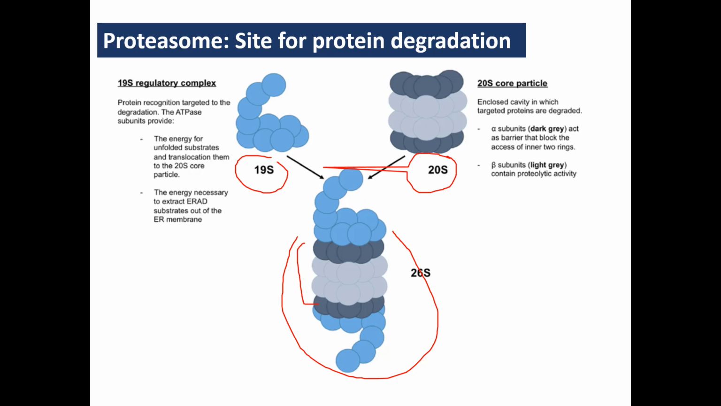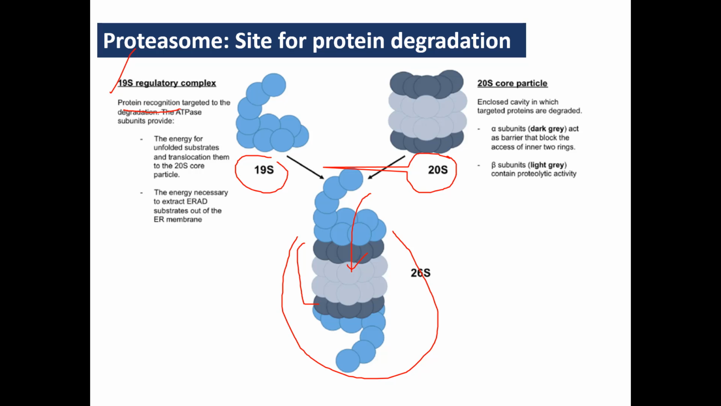The 19S regulatory subunit is used for protein recognition targeted to degradation. So whatever proteins are tagged for degradation are recognized by the 19S subunit, and it has an ATPase domain which helps it to unfold the substrates and translocate them into the 20S particle. So this is the 20S core particle. The 19S subunit recognizes the proteins to be degraded, unfolds them, and then transfers them to the core 20S subunit. Now, energy is necessary to extract ERAD substrates out of the ER membrane.